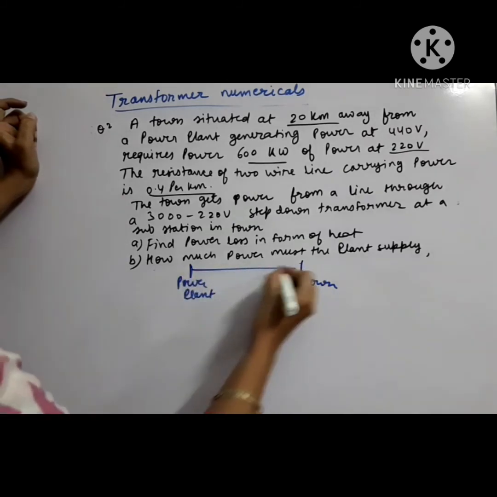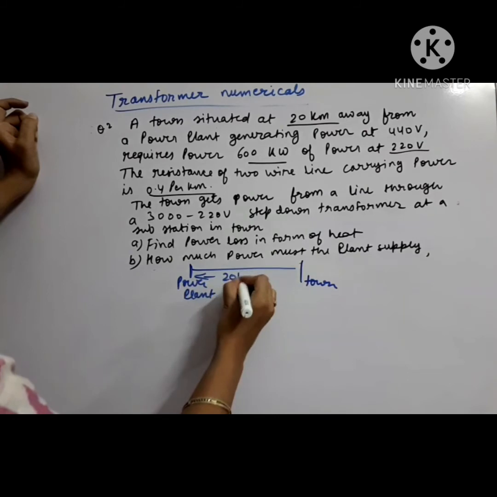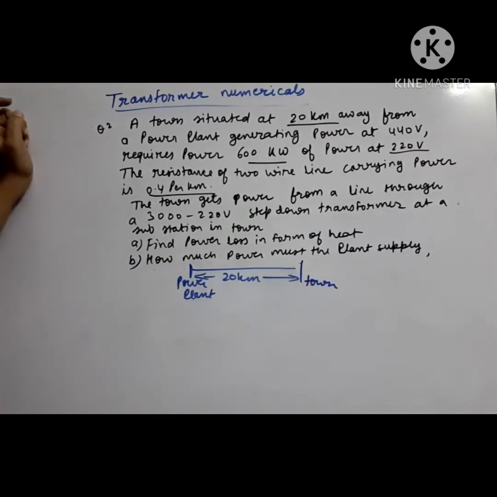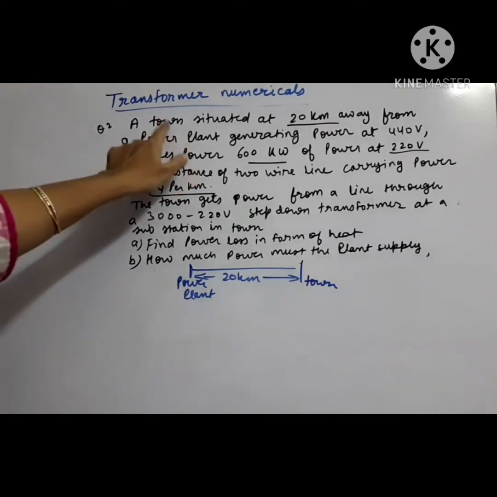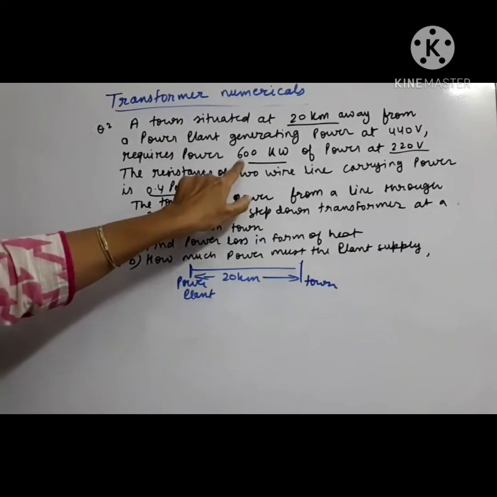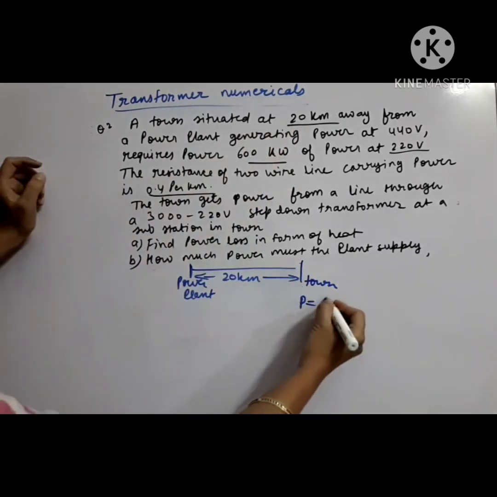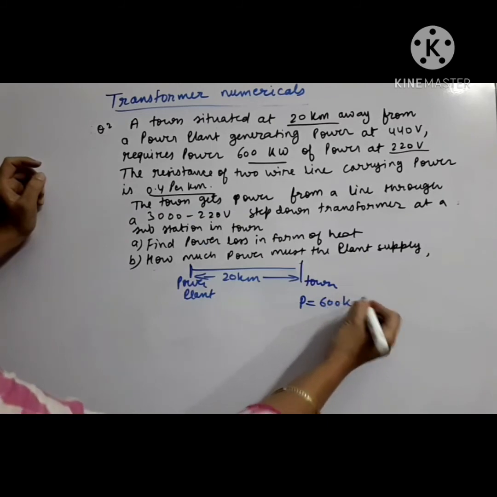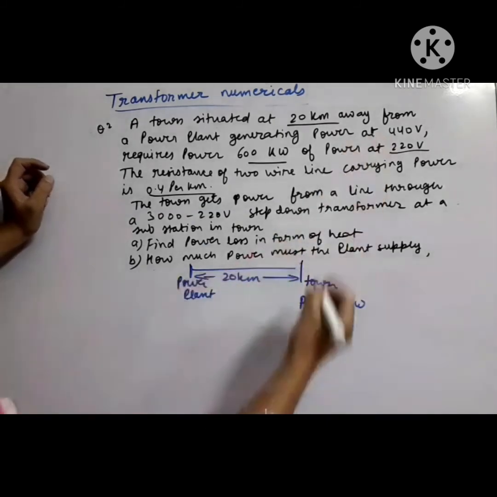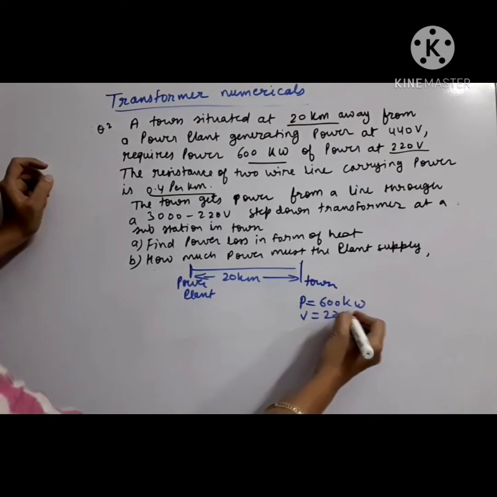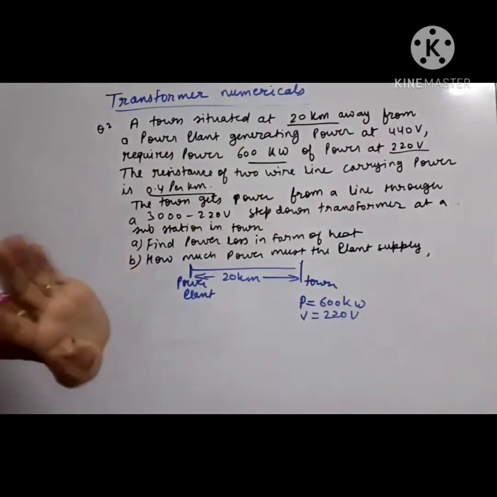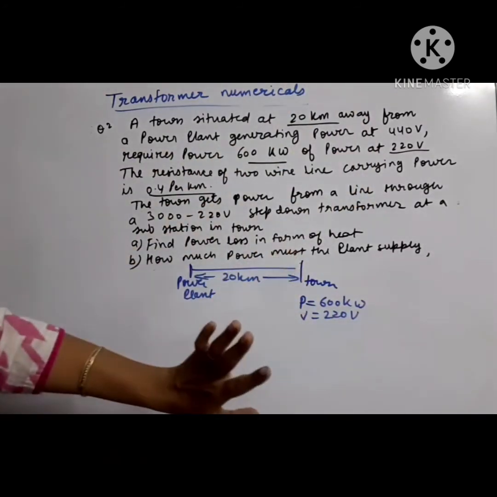Okay, and this distance is given 20 kilometer. Now this town is requiring 600 kilowatt of power. Its requirement is that 600 kilowatt power should be given to it at 220 volt. This is the requirement of the town.